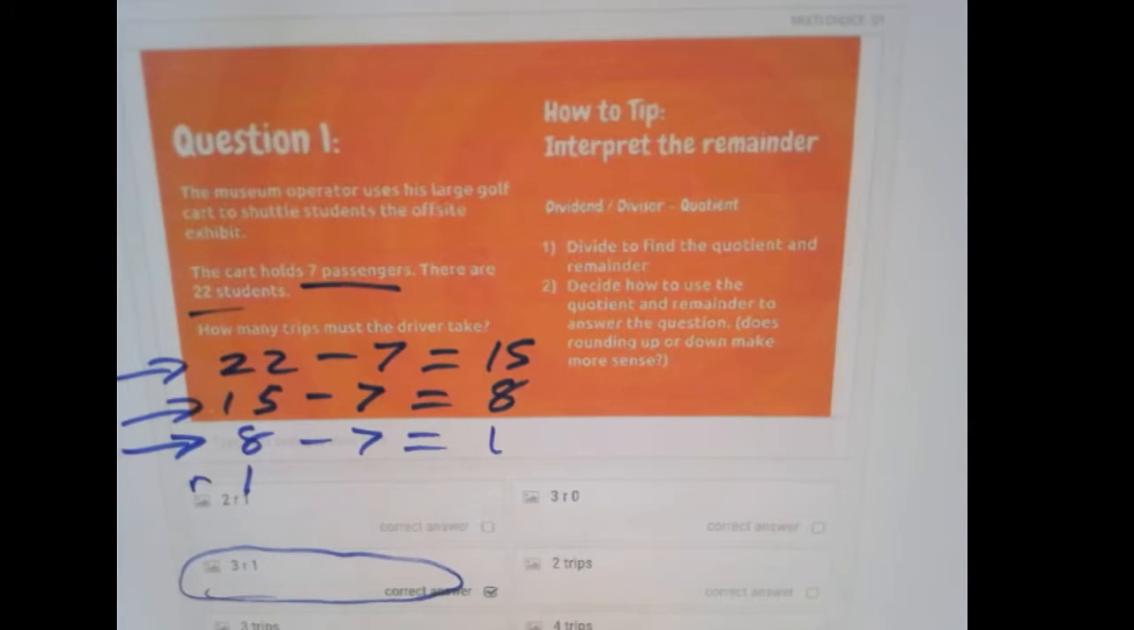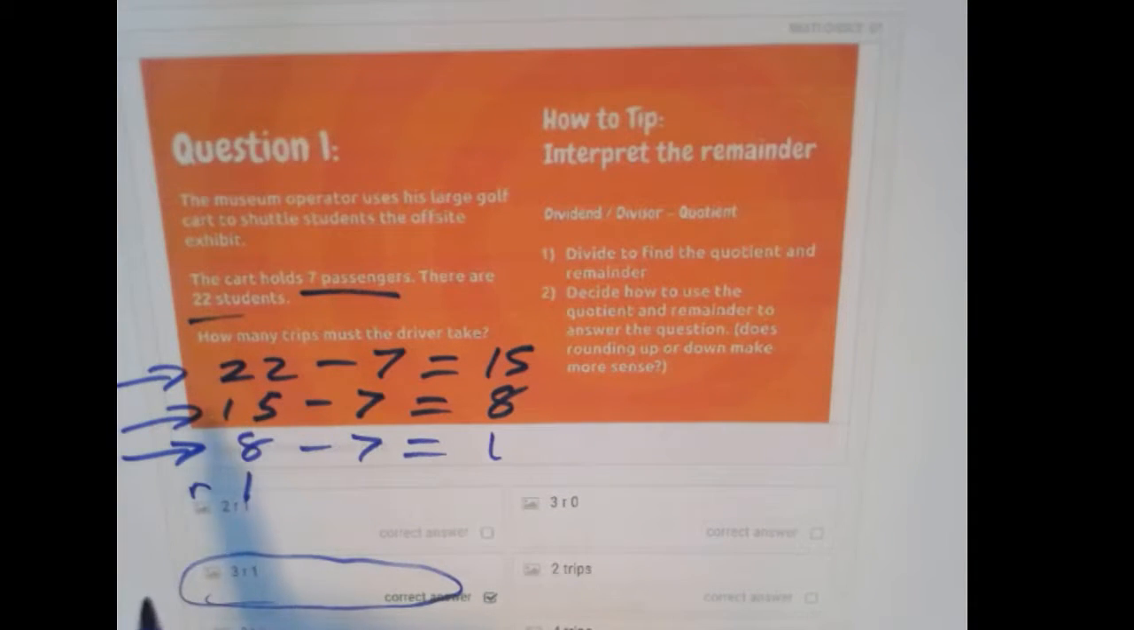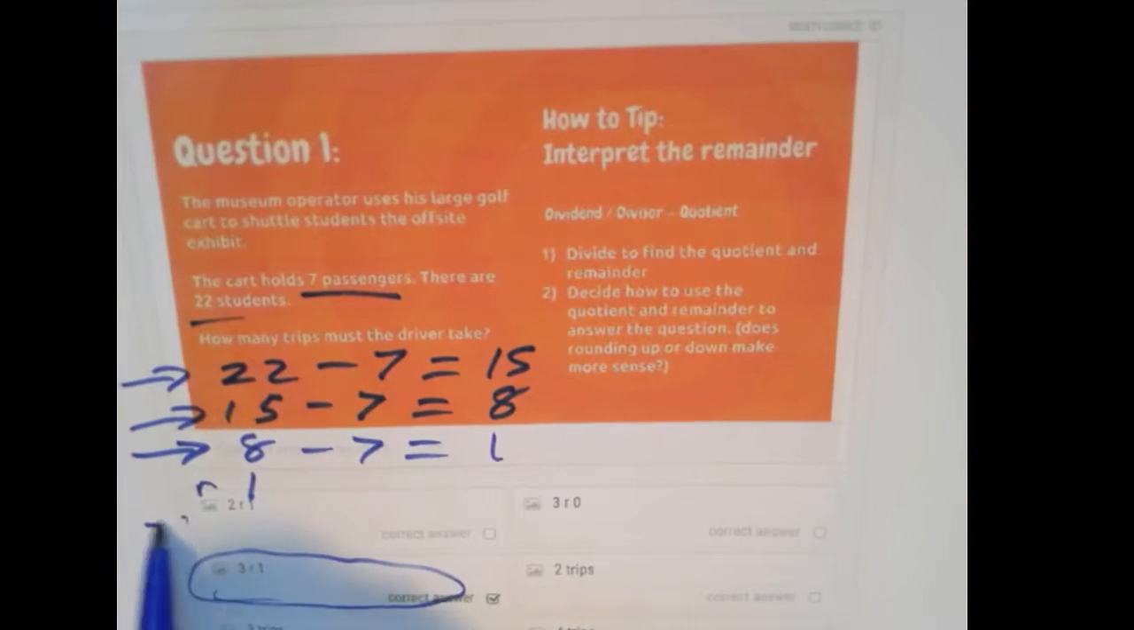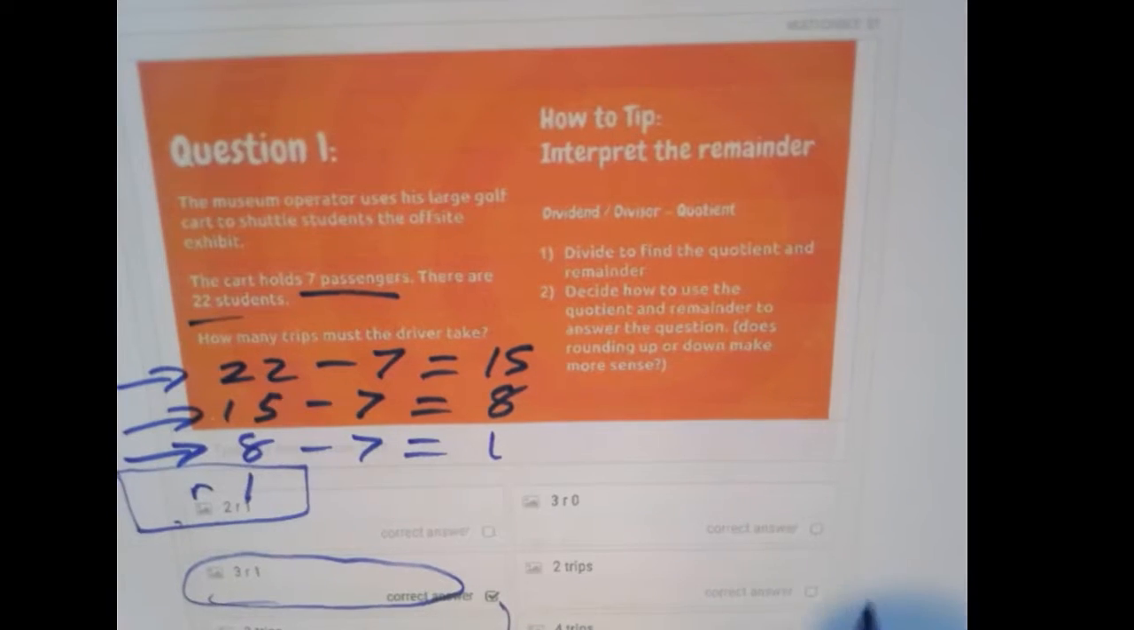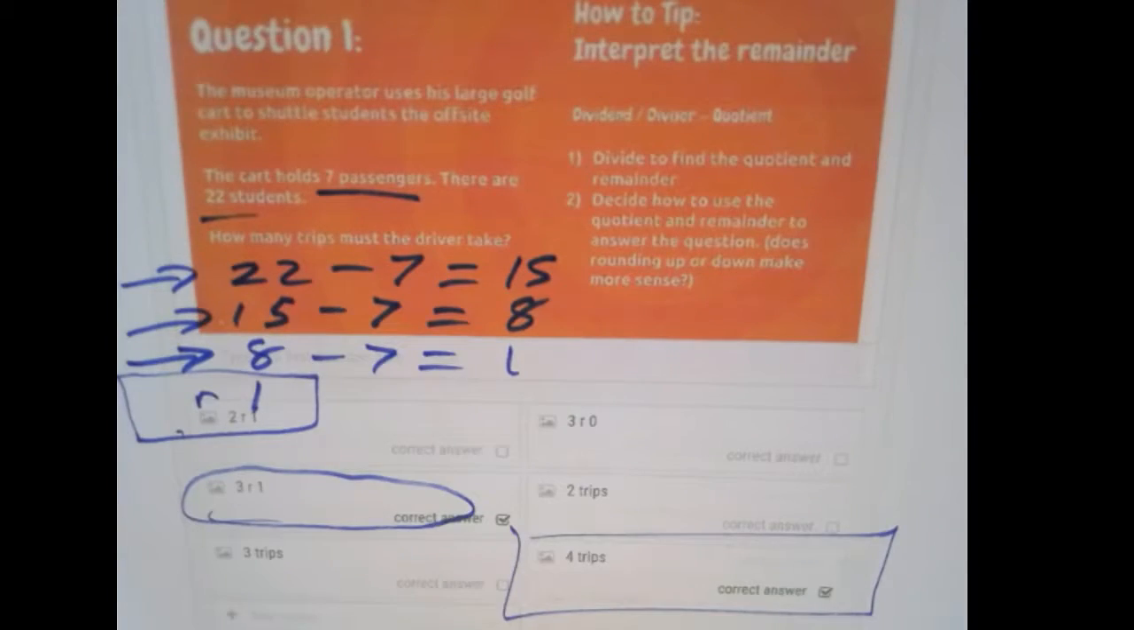So how many trips does the driver need to take? Well, it's 3 full trips, and so they didn't have to leave that last kid all by himself. We have to do a 4th trip. So in reality, he has to do 4 total trips.